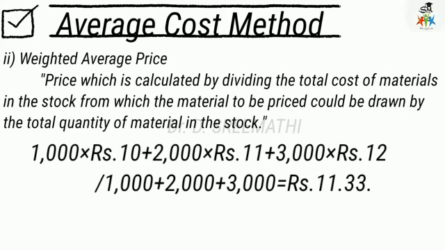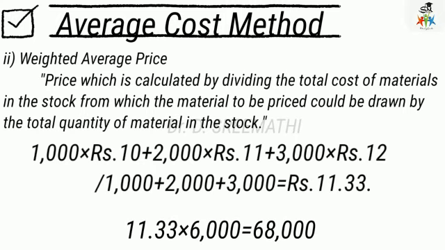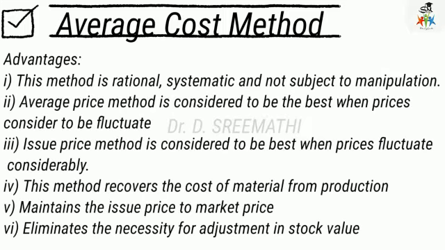So it is better to use the weighted average price method because it recovers the cost price of materials from production. You can calculate it: 11.33 multiplied by 6000 units is totally 68,000. In periods of heavy fluctuations in the price of materials, this average cost method gives better results because it tends to smooth out the fluctuations in price by taking the average of prices of various lots in the stock. So what are the advantages?